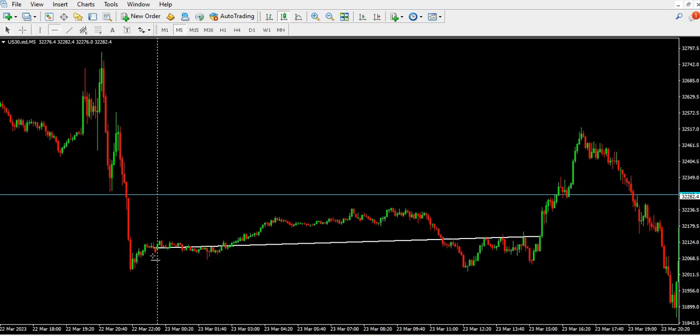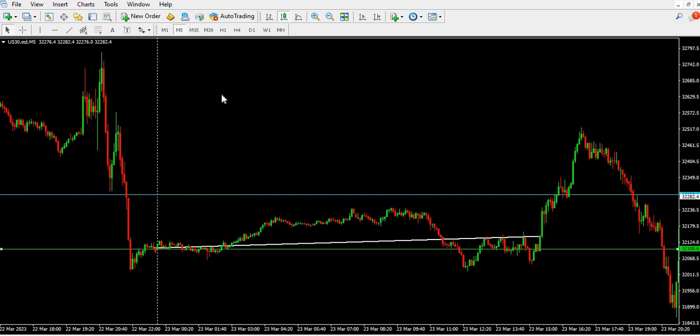Let me use this horizontal line so that you can see. This horizontal line is horizontal, but our candlesticks are going upwards in terms of the trend. So we are going to follow the direction of the trend line, which is upwards. So it is going to be a buy. At 15:29 you're going to place your buy orders.